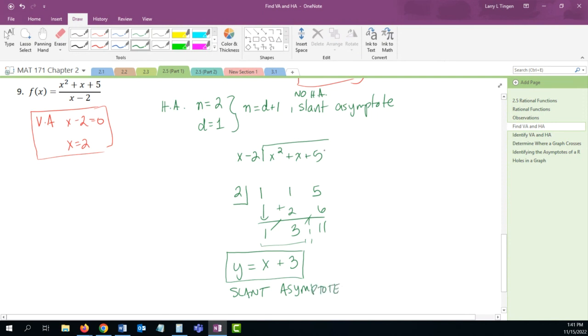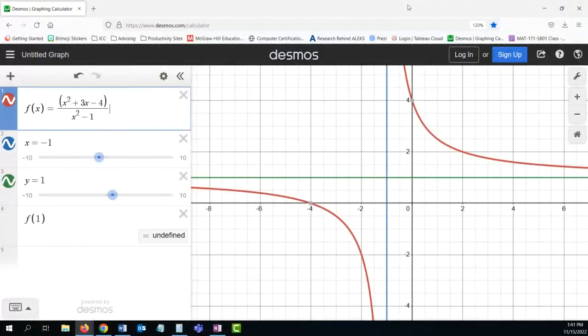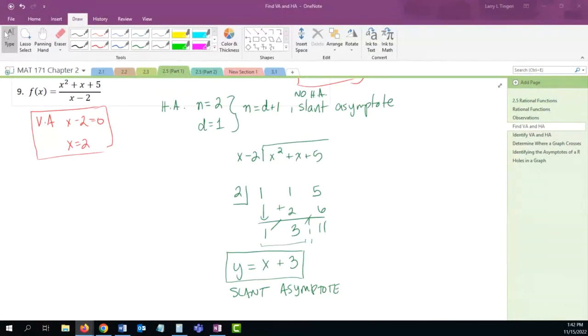Okay, and you can do this with long division, but only because I'm dividing by x minus 2. What does this look like graphically? x squared plus x plus 5 over x minus 2.